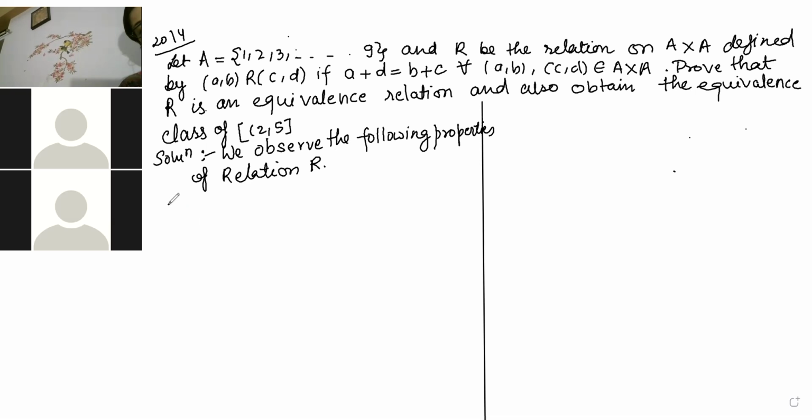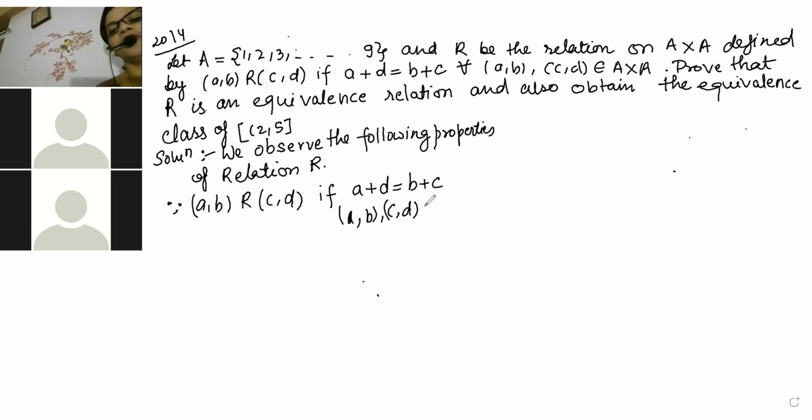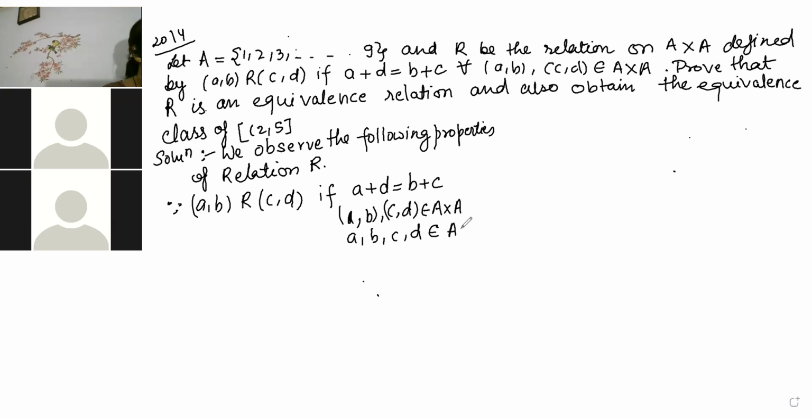First, we will say that it is given that (a, b) is related to (c, d) if a plus d is equal to b plus c, for all (a, b), (c, d) belonging to A cross A. You have to remember this part that a, b, c, d belong to A. So (a, b), (c, d) belong to A cross A, but a, b, c, d individually belong to A. So exactly what you are dealing with is the Cartesian product.